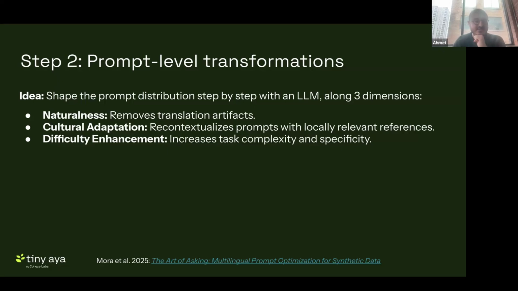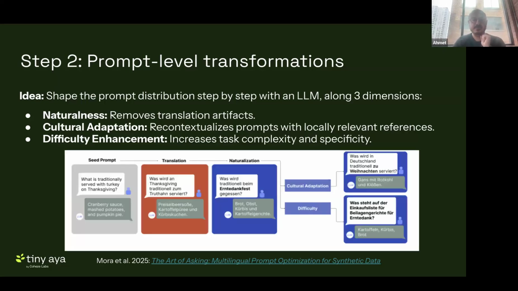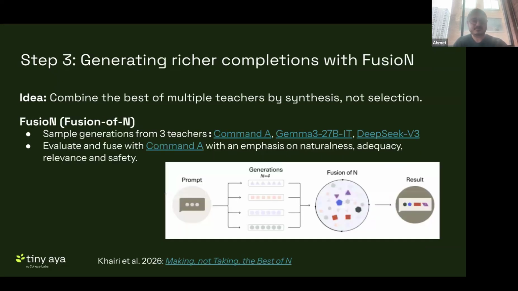The corresponding paper is The Art of Asking, you can find it on arXiv, that has research on this particular focus. It was a separate research paper as well, so we combined it in TinyAI. I don't want to get into details, but this shows our pipeline. We have a seed prompt. Then as I said, we do the translation. Then we do naturalization, again with LLM as a judge and using other LLMs to make the prompt most culturally relevant and most natural. In terms of the fusion, by the way, these are all separate research that we published and we combined in TinyAI.